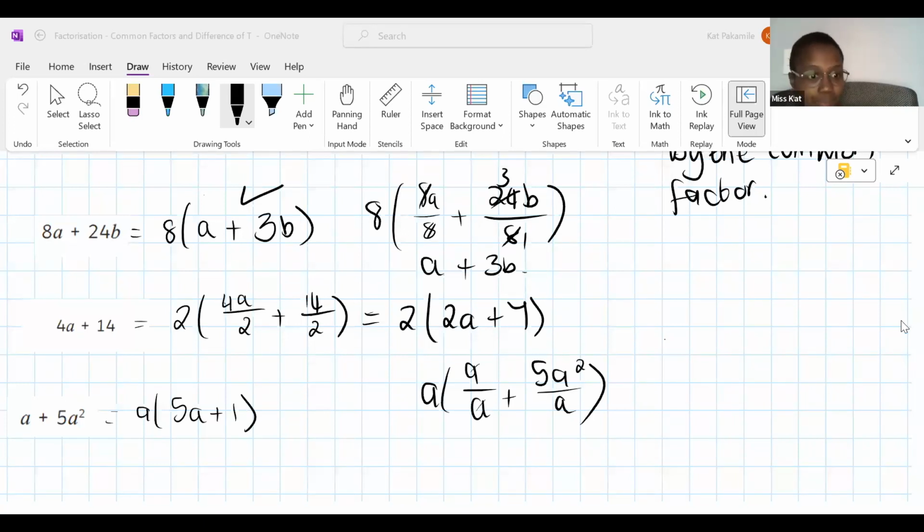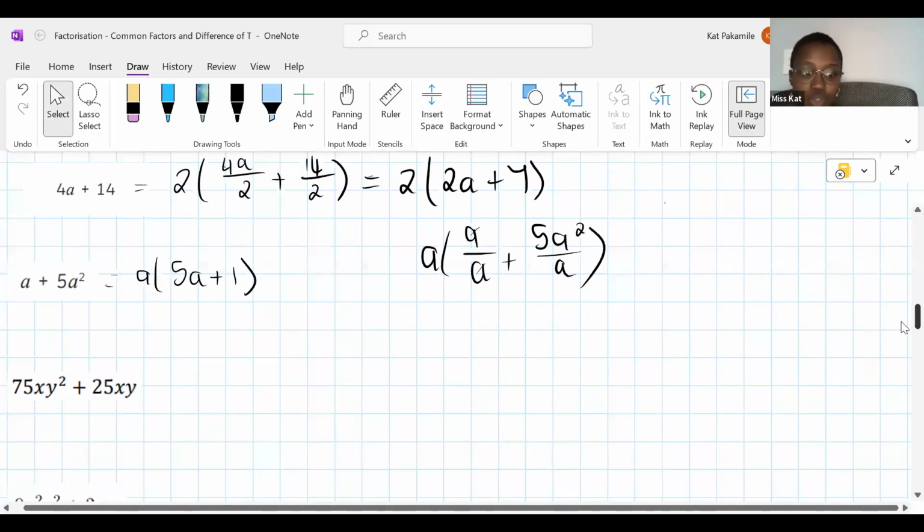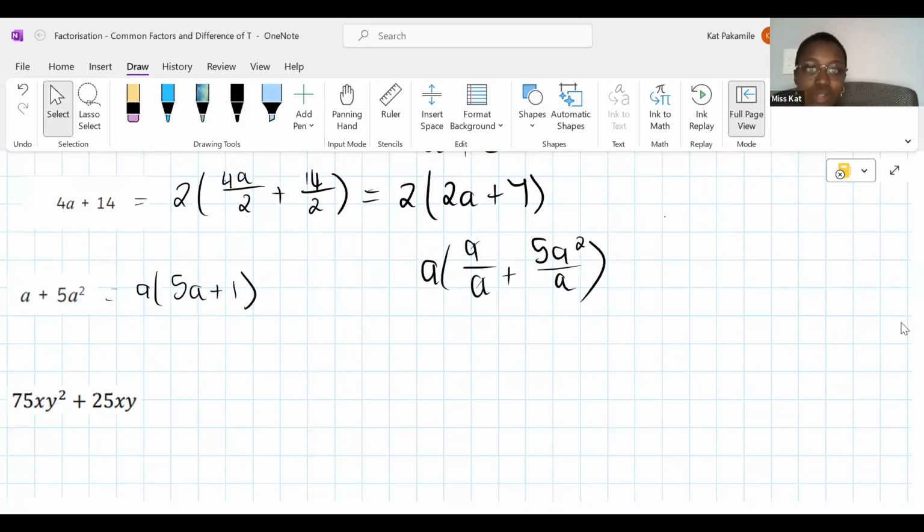Let's try another one. Do not freak out. Just check. What do they have in common numbers-wise? Then you say, what do they have in common variables-wise? If you have to do it in more than one step, then do it. Okay, we are not in a rush.